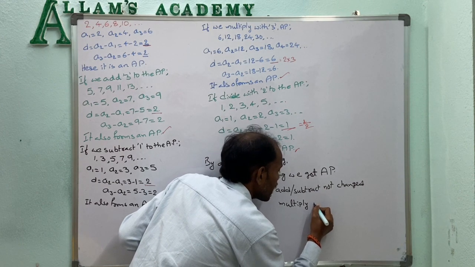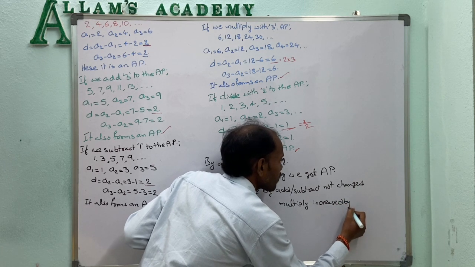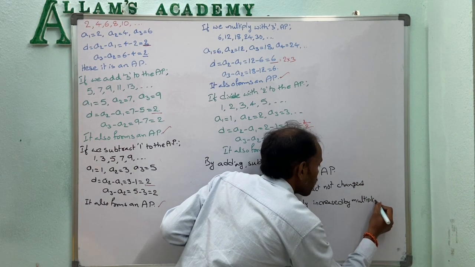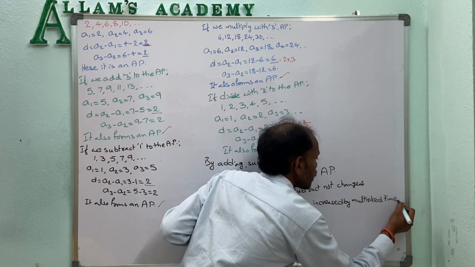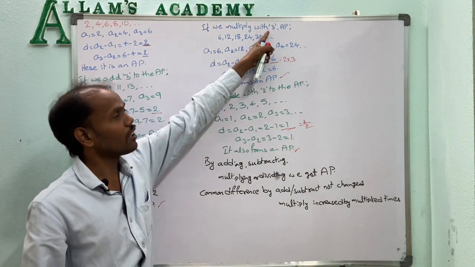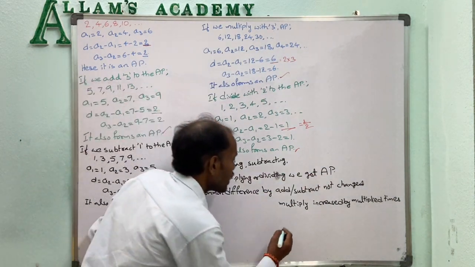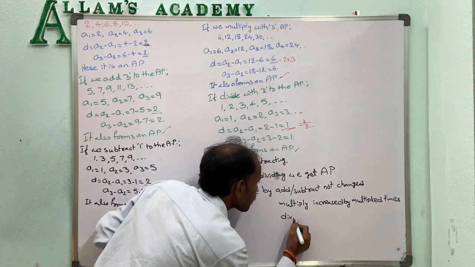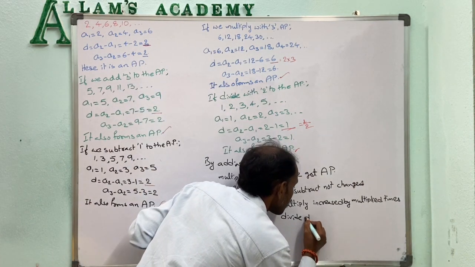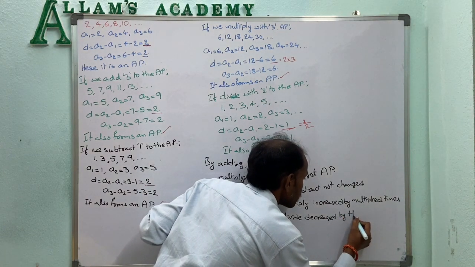If we multiply, it will be increased by the multiplied times. That means if multiplied by 3, it will be increased 3 times. If we divide, now it will be decreased by that many times.